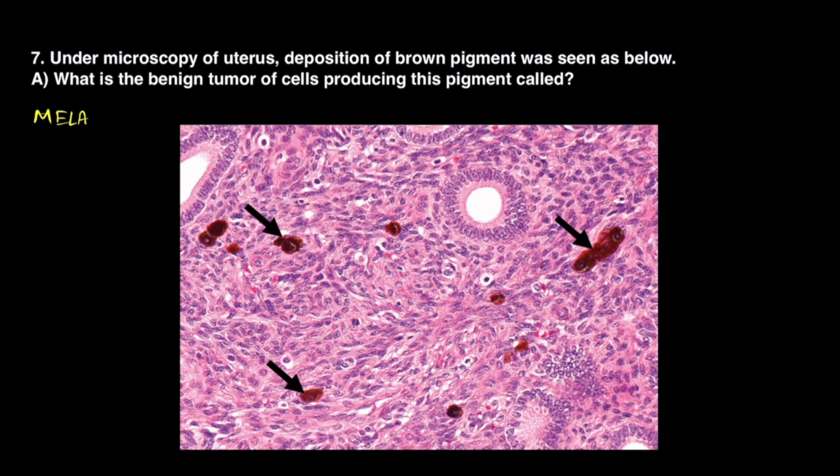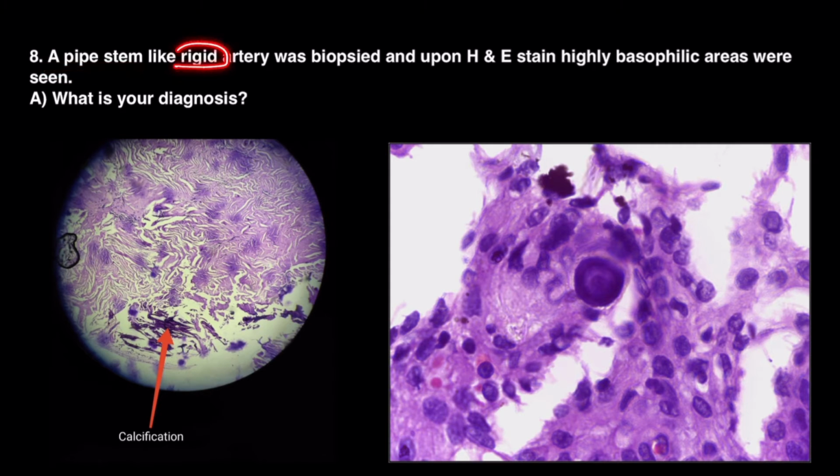So under microscopy, if you see deposition of certain pigments, and if they are brown in color, it's melanin. A pipe stem like rigid artery was biopsied, and under H&E stain, highly basophilic areas were seen.